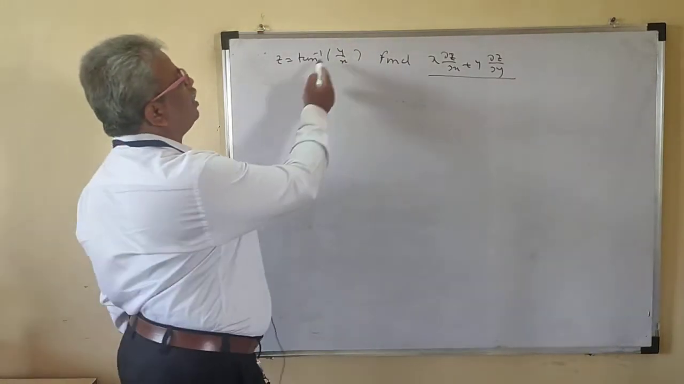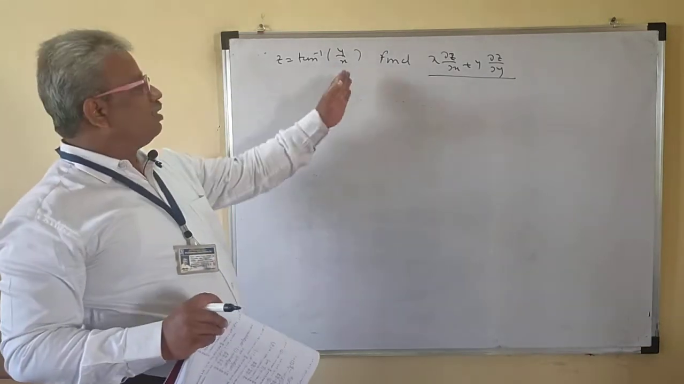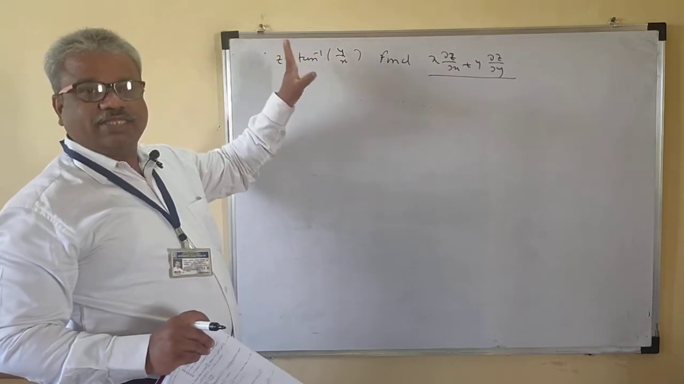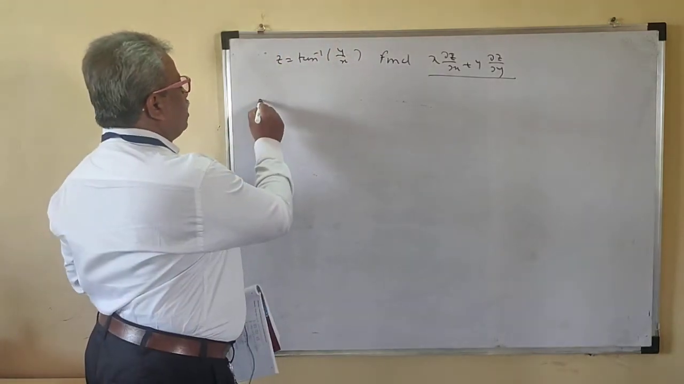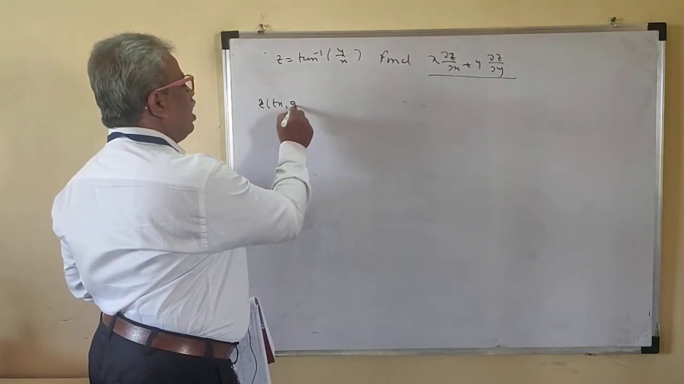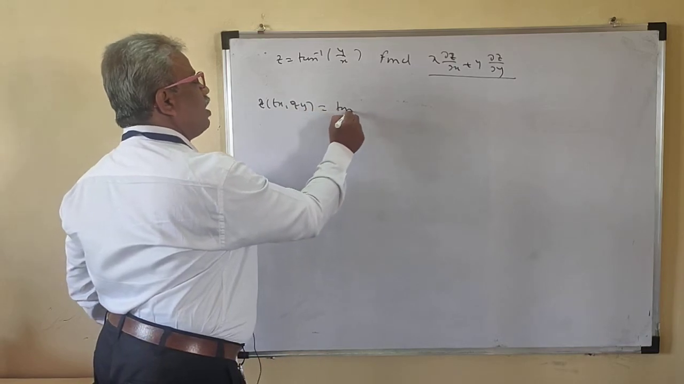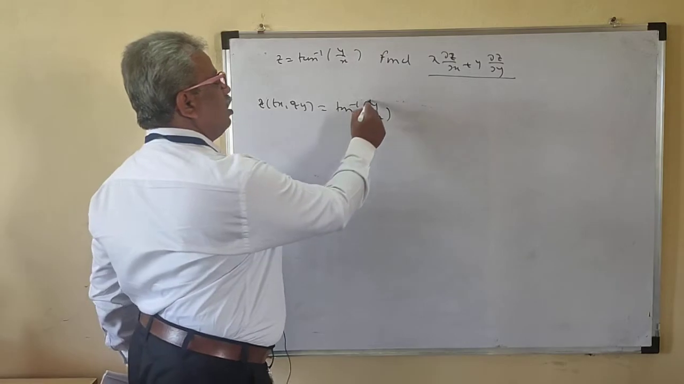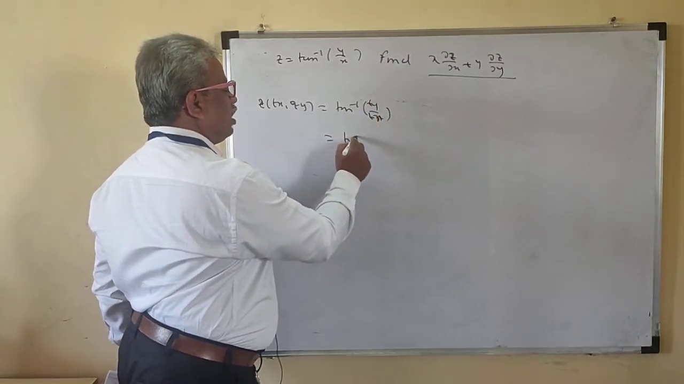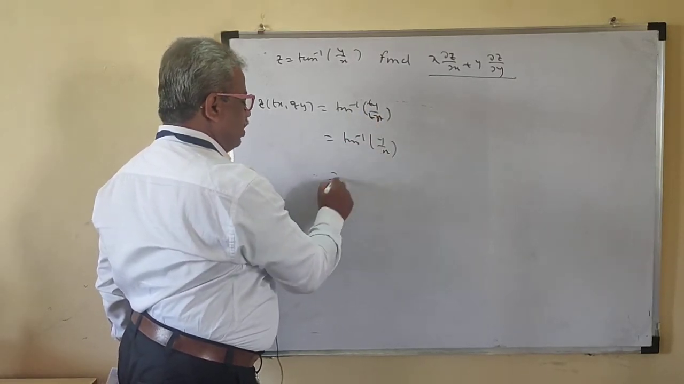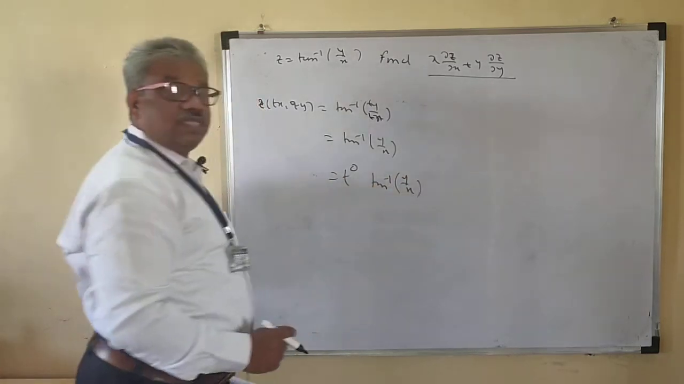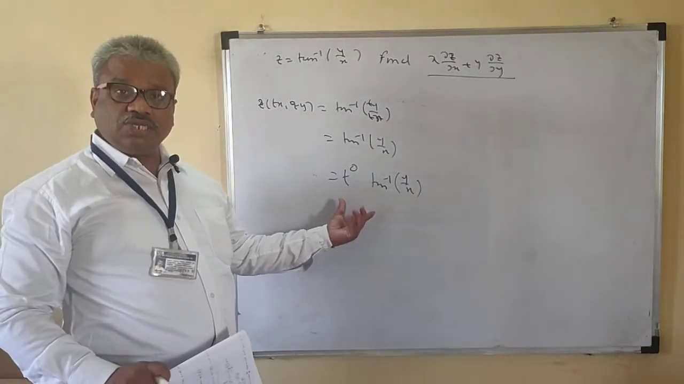What is a homogeneous function? Just replace x with tx and y with ty. See here, if you replace x with tx and y with ty, the t's get cancelled. So z of tx, ty is the same as z. This is tan inverse of y by x, that means this is t raised to 0 times tan inverse of y by x. That means this is a homogeneous function of degree 0.